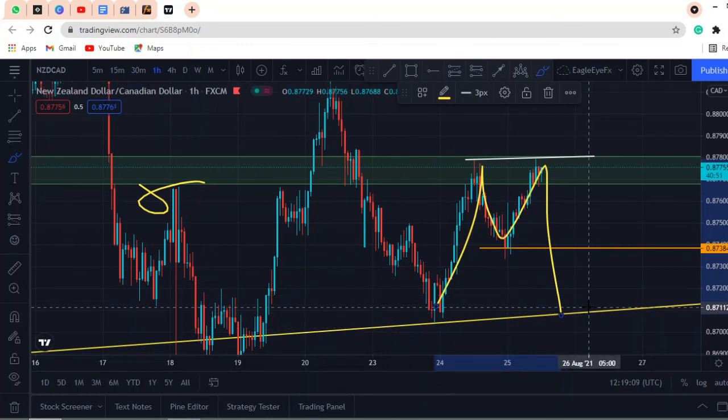So guys, that was what we are looking at and what we are seeing on NZDCAD.